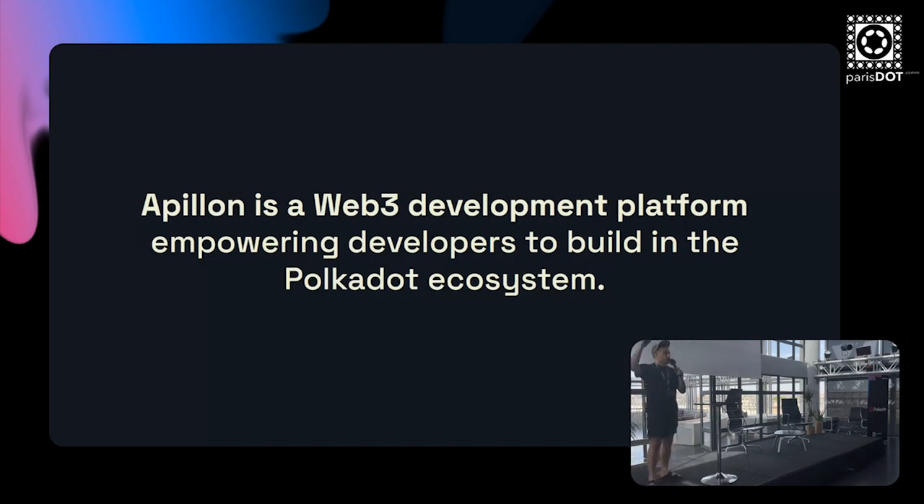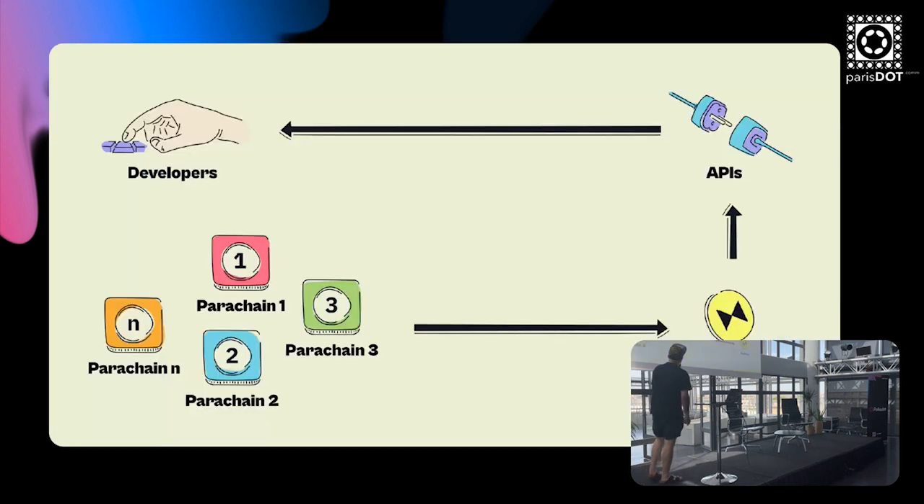So we are really high up on the application layer. We're thinking about user experience. We are thinking about how the developers will tackle the development and how to abstract or simplify the development on the parachains into a single endpoint. So how exactly do we do it?